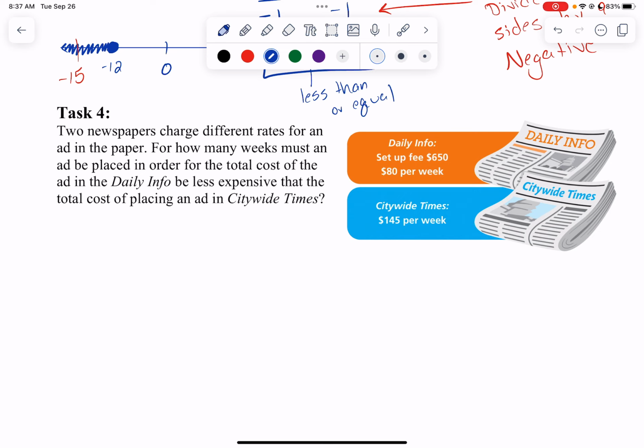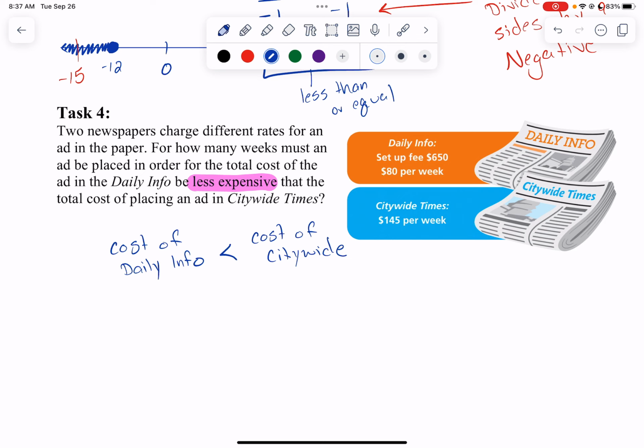For how many weeks must an ad be placed in order for the total cost of the ad in Daily Info to be less expensive than the total cost of placing an ad in Citywide Times? So I'm trying to find where the cost of Daily Info, again, I'm going to start with the is less expensive than the cost of Citywide.